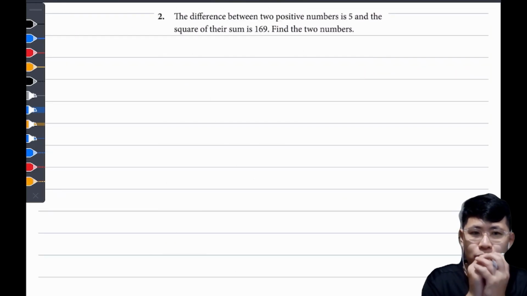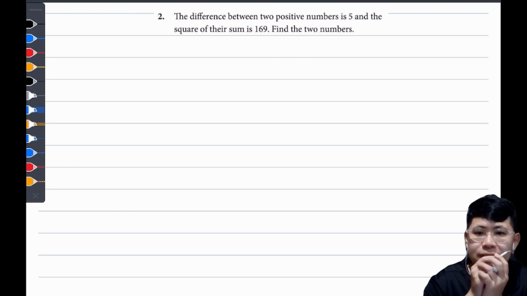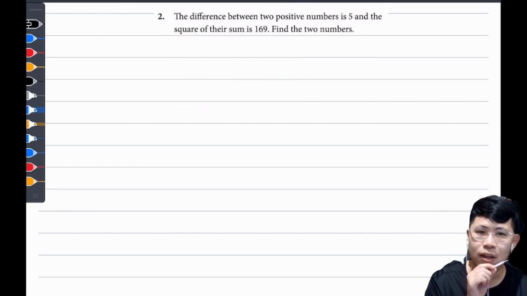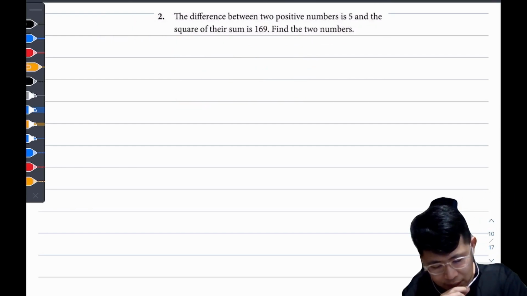Okay, for question 2 of this practice 5, we have: the difference between two positive numbers is 5 and the square of the sum is 169. Find the two numbers. So instead of relying on two variables, let's try to figure out how we can write things in one variable.